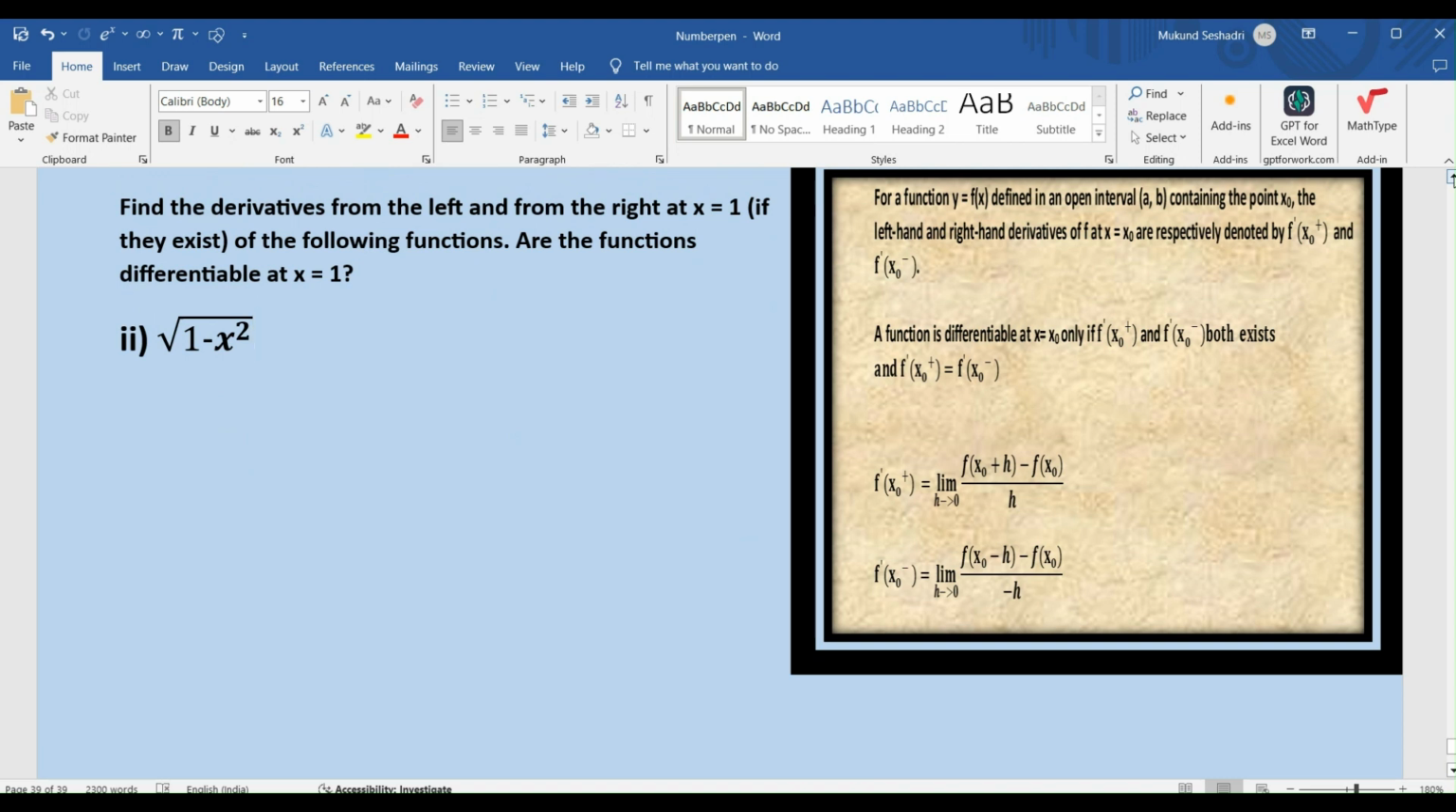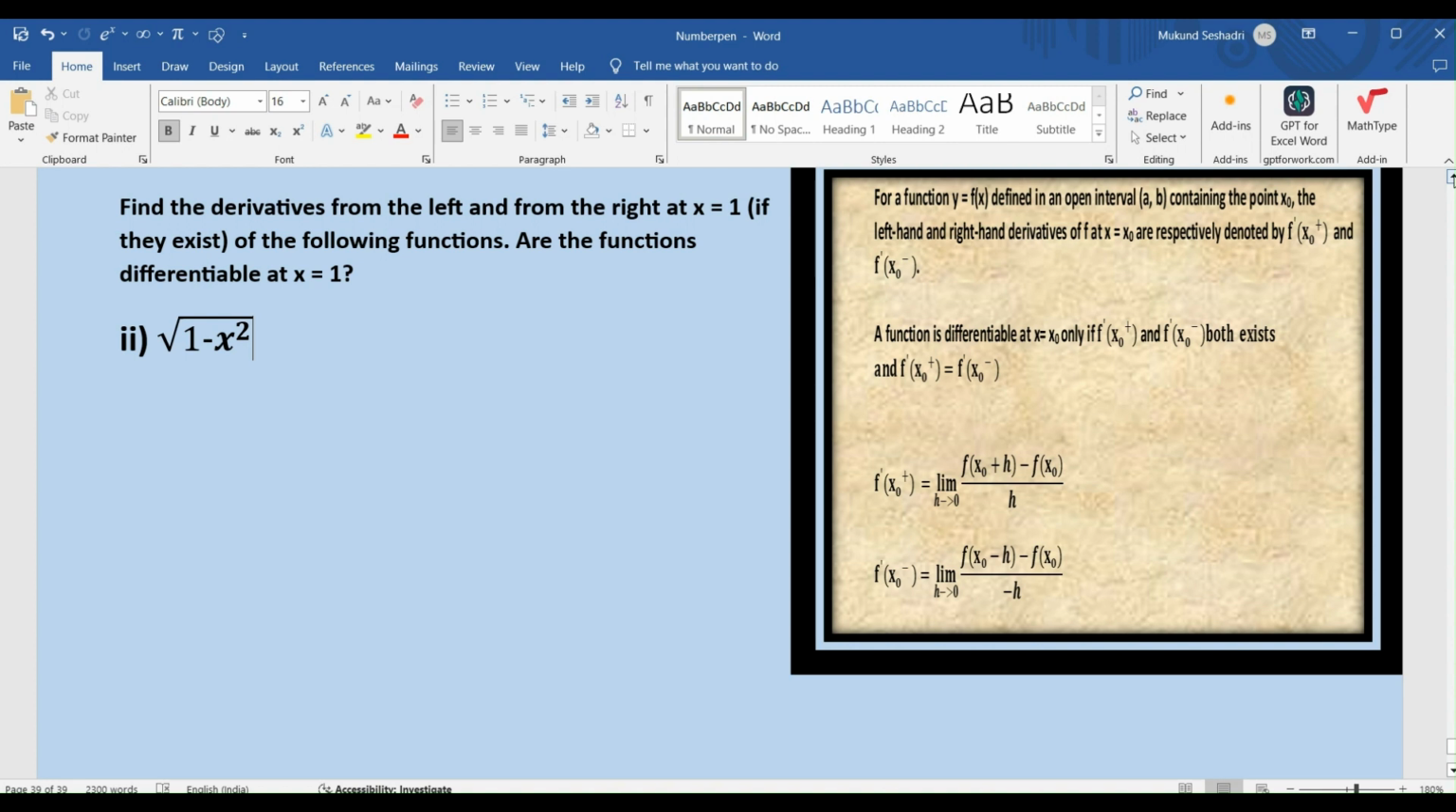So we have the problem on our screen. Find the derivatives from the left and from the right at x equals 1, if they exist, of the following functions. Are the functions differentiable at x equals 1? The function that has been given is root of 1 minus x square, right? In this case, what we notice is that the function does not undergo any form of transformation as we move through x equals 1, right? So the function remains the same as root of 1 minus x square, right?